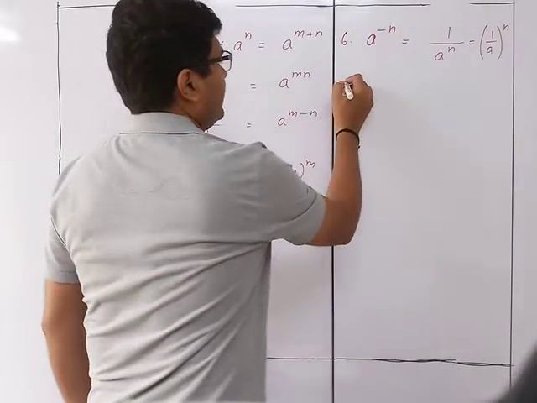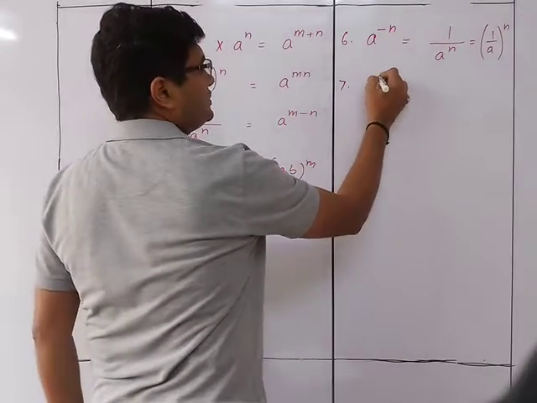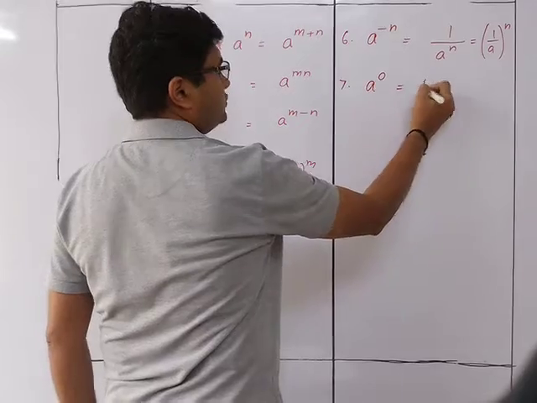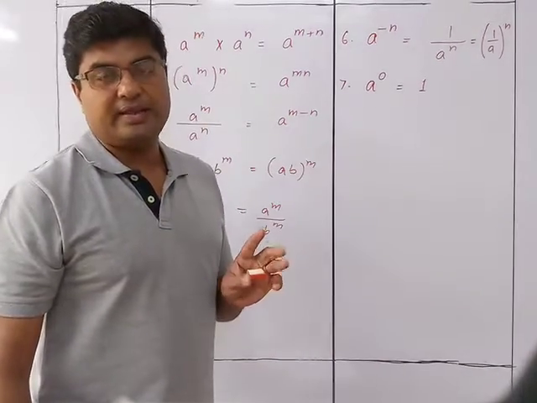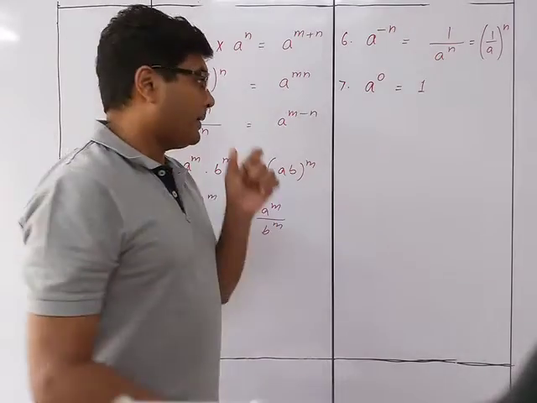The next one over here is that a raised to 0 is always 1. So anything raised to 0 is 1. Anything raised to 0 is 1.